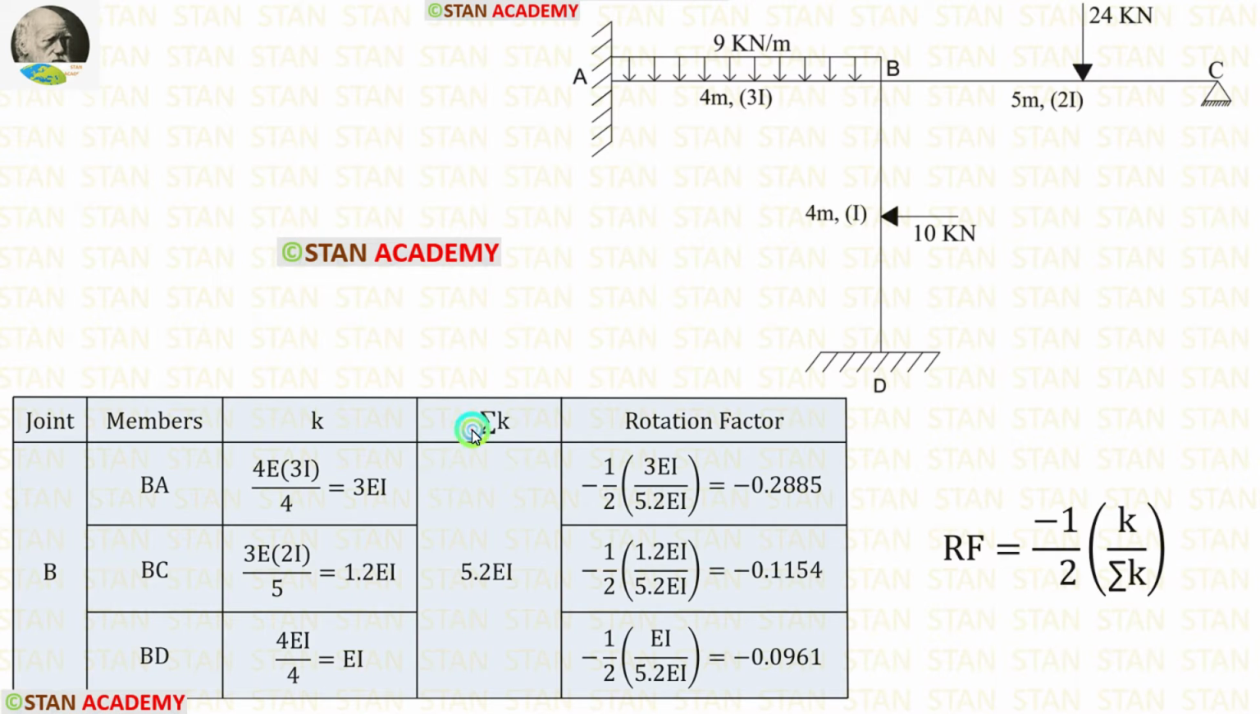Now let us find sigma k. For that, we have to add these three values. After adding these three values, we are getting 5.2 EI.